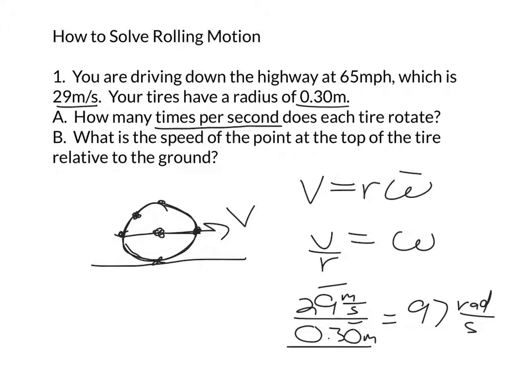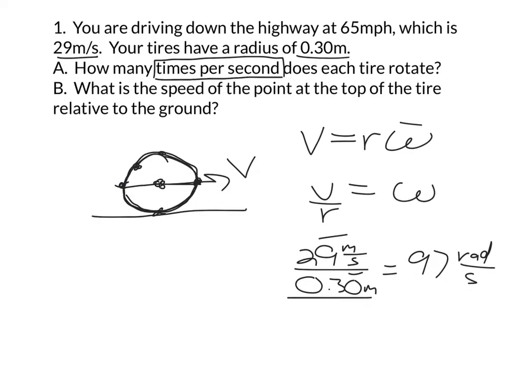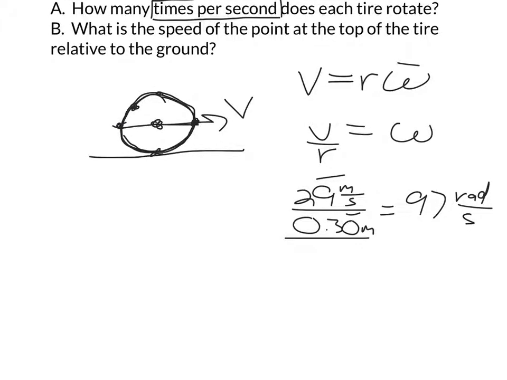Excuse me, that's radians per second, and we need to put that in terms of revolutions per second, because one time the tire rotates is not 1 radian. It's 2 pi radians. So, to put this in terms of revolutions, this now becomes a dimensional analysis problem. So we are going to say that 1 revolution equals 2 pi radians.